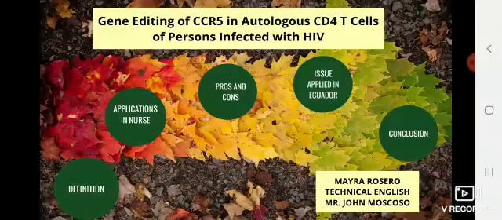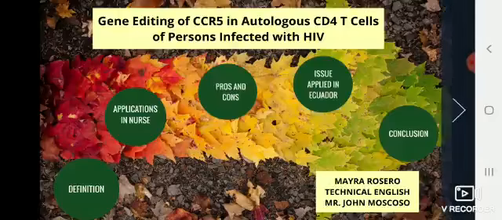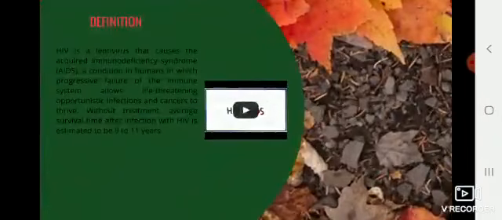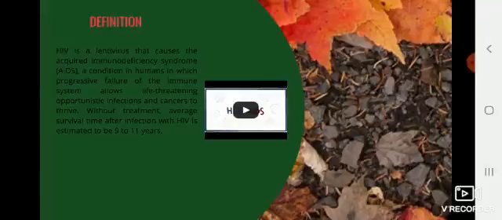Editing of CCR5 in autologous CD4 T cells of a person infected with HIV. Definition: HIV is a lentivirus that causes acquired immunodeficiency syndrome, a condition in humans in which progressive failure of the immune system allows life-threatening opportunistic infections and cancers to thrive.